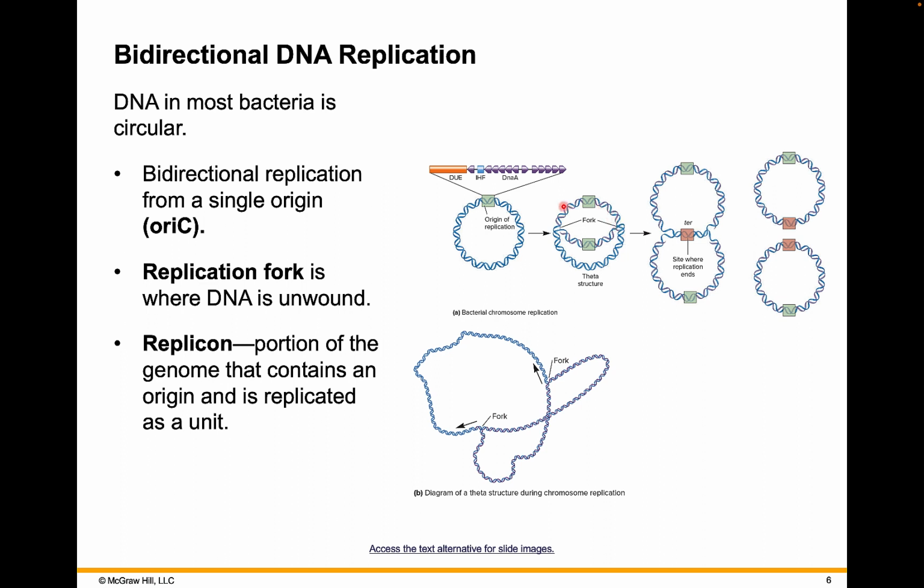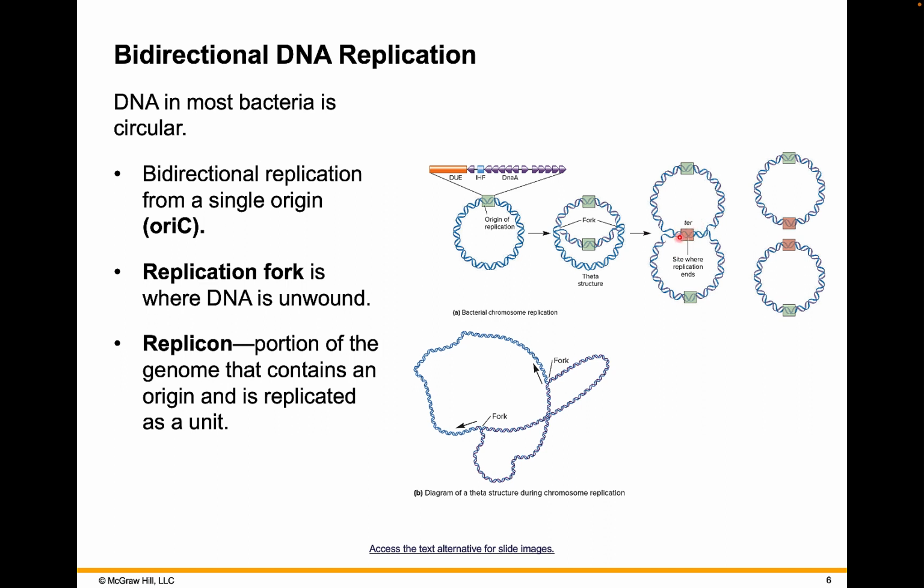And this is basically a circle within a circle. So this gives what is called a theta structure, like the Greek letter theta. And this is how the replication continues. What happens is that these two circles are one above the other, so we basically have two origins of replication for the two circles, and we will have a single termination site. And this ter site is where the replication will end.